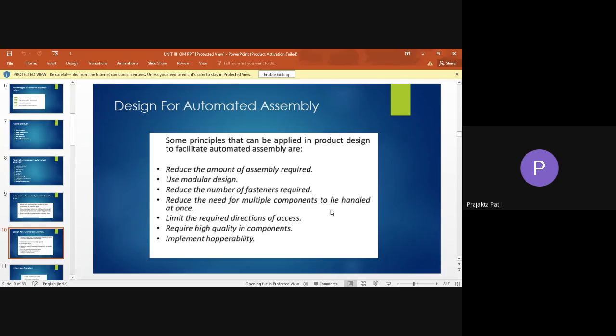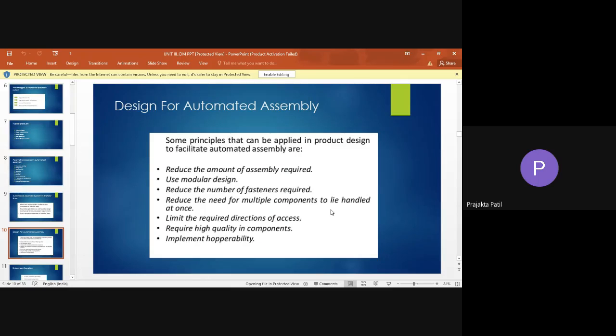Next is reduce the need for multiple components to be handled at once. Instead of handling multiple components at once in a particular assembly system, the work should be distributed to different systems. So instead of handling multiple components at once, you can have the work distributed across different systems.